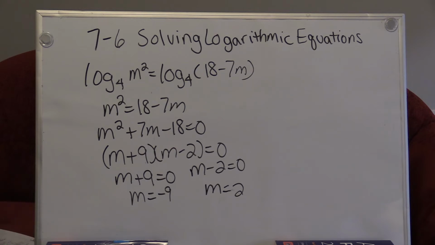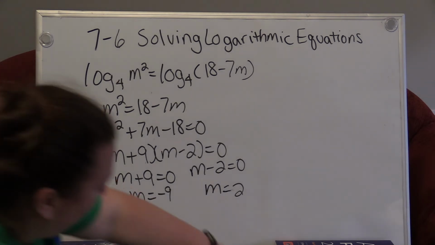So when I plug these in, I get negative 9 squared is 81. And negative 7 times negative 9 is 63. Plus 18 is 81. So that one works. And with my 2's, 2 squared is 4. 7 times 2 is 14. 18 minus 14 is 4. So that one works as well.